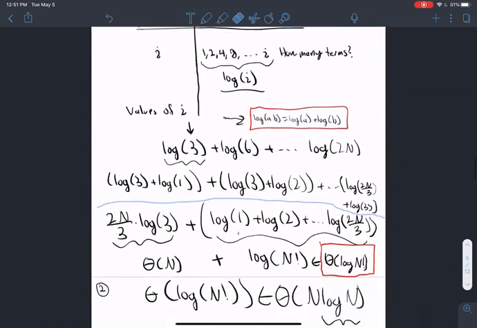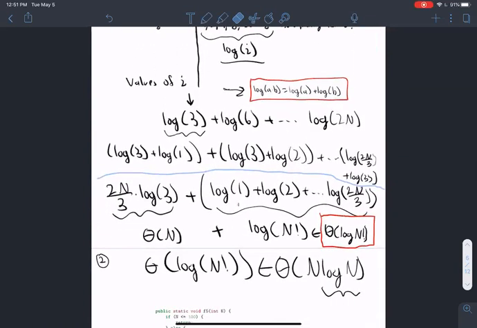If you ever see something like this again, log of 1 plus log of 2, and so on, then you can just use the fact that we said that it's log of n factorial. And you don't need to do that simplification ever again.